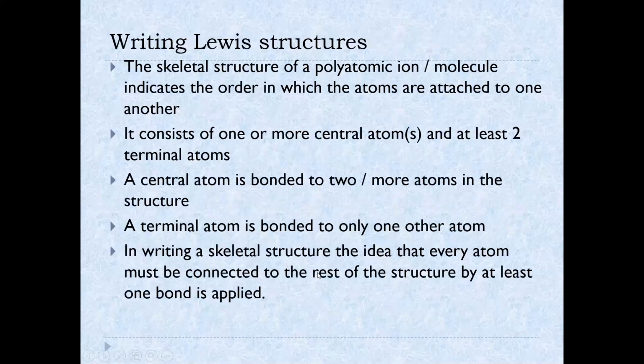In writing Lewis structures for compounds, these are the steps that we're going to follow. You first get the skeletal structure of the polyatomic ion or molecule. And we don't only write it for molecules, we also write it for ions, like maybe SO4 2 minus, we can draw the Lewis structure. The skeletal structure of the ion or the molecule indicates the order in which the atoms are attached to one another.